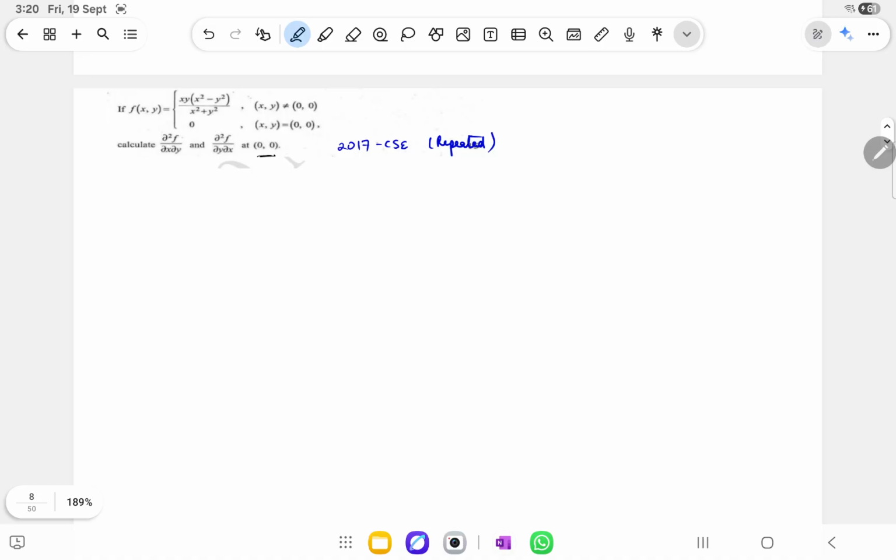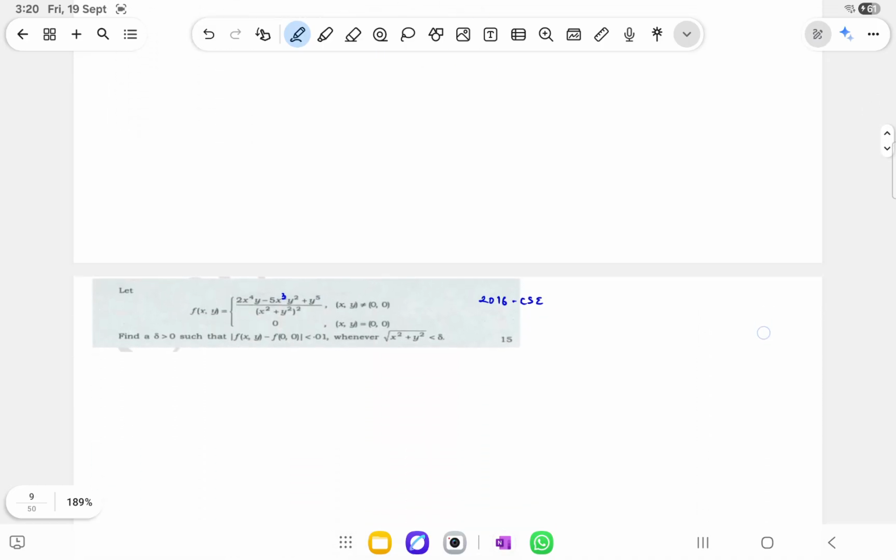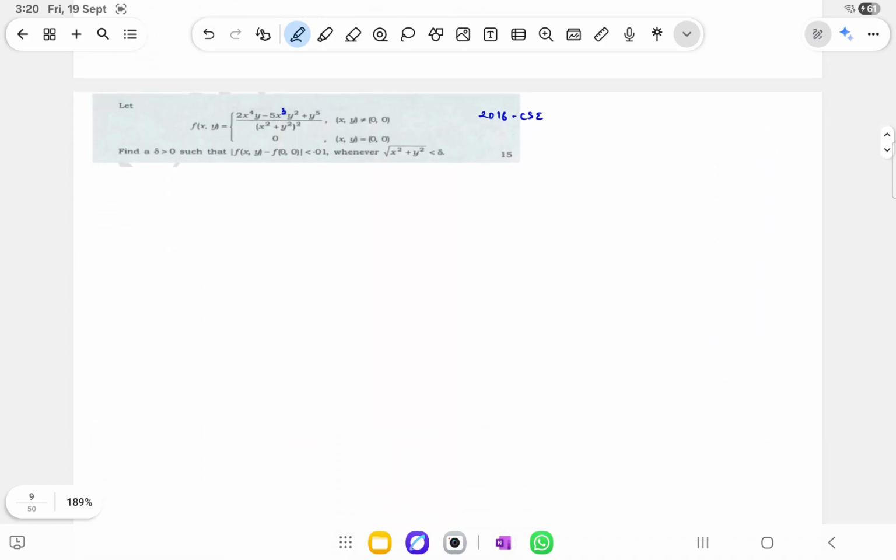So this one is a repeated question. Let's move on to the next question. The next question says that this is a function f(x, y) as this, and we are supposed to find a delta such that this thing is less than this.